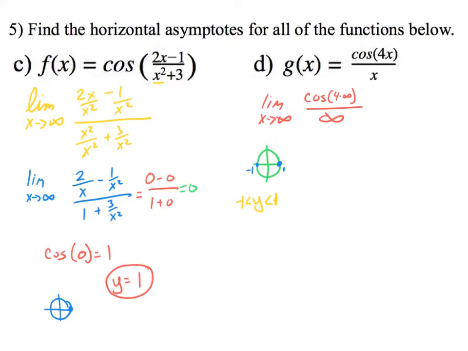So what you really have here is a constant over infinity. And what does a constant over infinity approach? A constant over infinity, you should know, is approaching 0. So my horizontal asymptote is y equals 0, because I'd be getting a constant somewhere between negative 1 and 1 over infinity, which is 0. So there's my horizontal asymptote. Both of these are a little bit trickier, a little bit more unique.